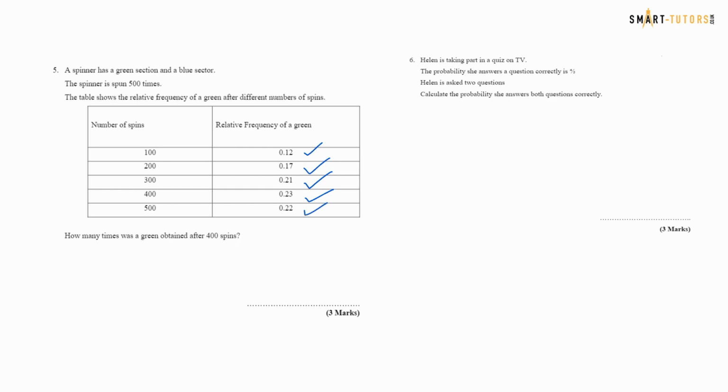How many times was green obtained after 400 spins? The relative frequency is 0.23, which is 23 over 100. So after 400 spins, you multiply by 400, cut 0, cut 0. So it's going to be 92. So green was obtained 92 times. So 92 is the correct answer.